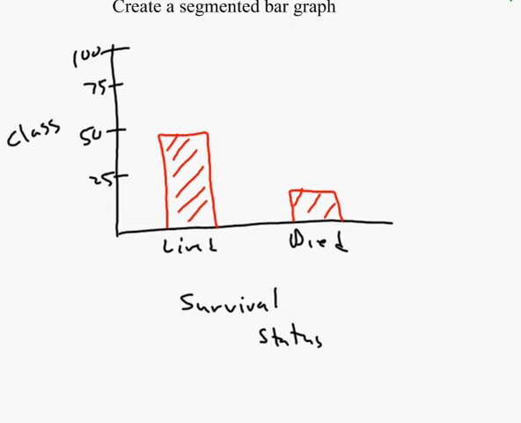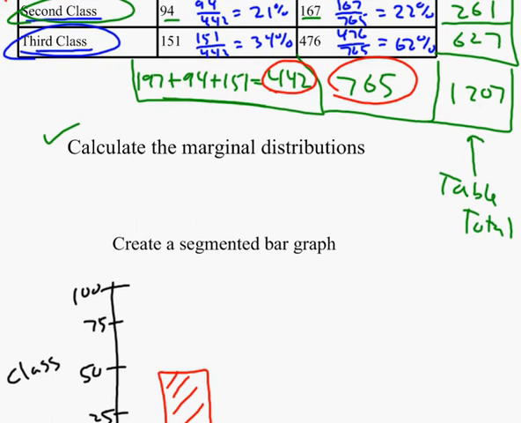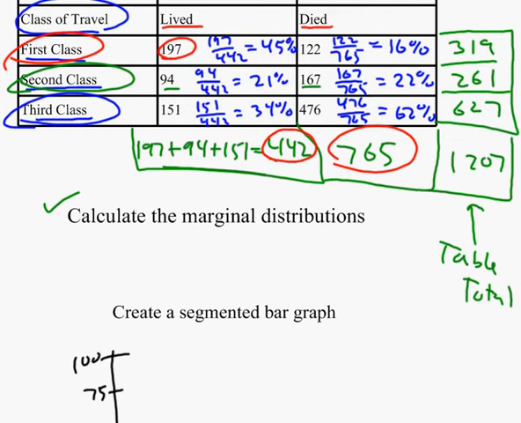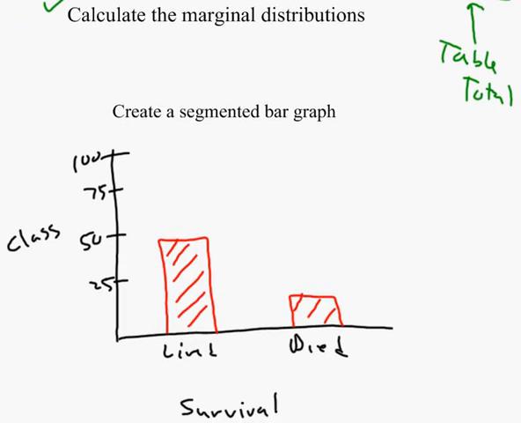Okay, let's go back up and talk about second-class passengers, which we decided to make green. It's 21% for second-class passengers who lived versus 22% of the second-class passengers who died. So what are we going to do? We're going to add 21% to 45%. So if we just go over on the side for a minute, we do 21 plus 45, we get 66. So this bar has to get up to around wherever you think 66 is. So something like this maybe.